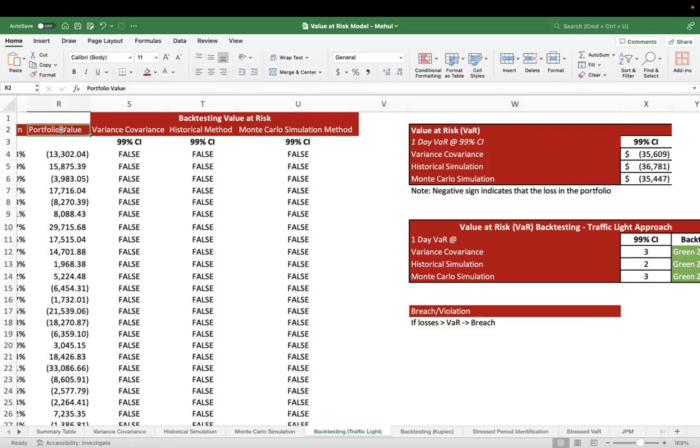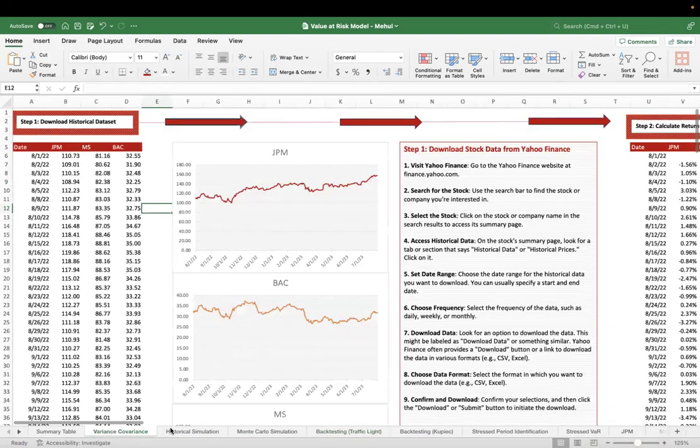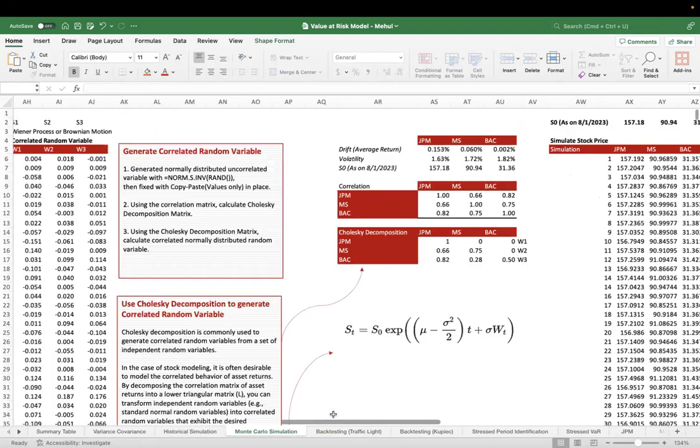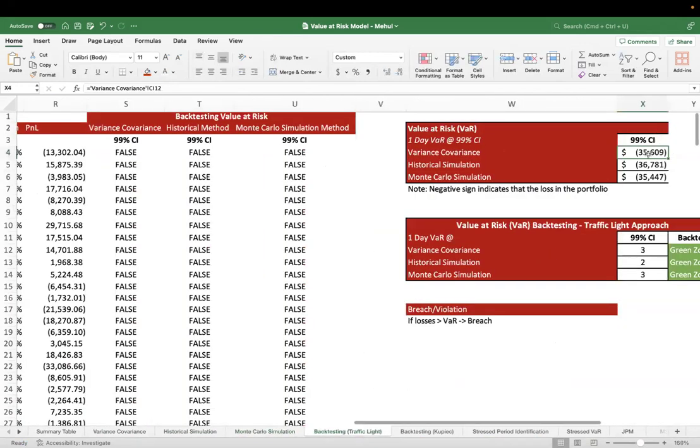So this is our PNL, profit and loss for daily data. Now what we need to do is check if this number is greater than the value at risk number. If you have not seen my previous videos in which I walked through the variance covariance method, historical method, and the Monte Carlo method, I highly recommend you watch those, because in them I told how we calculate these three numbers.